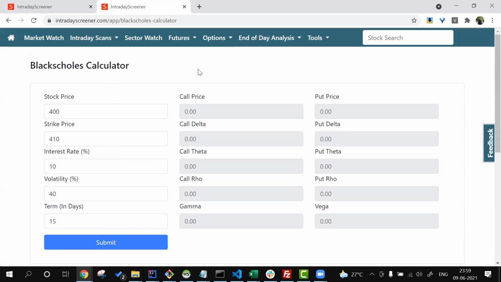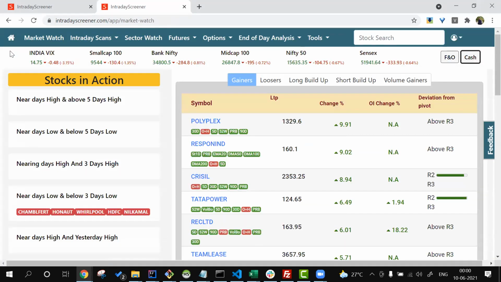So this is a quick summary of all the features present in Intraday Screener as of date. A lot of other features are coming in the coming days, so stay tuned to this video. We will release an updated video in some time when new features are added.